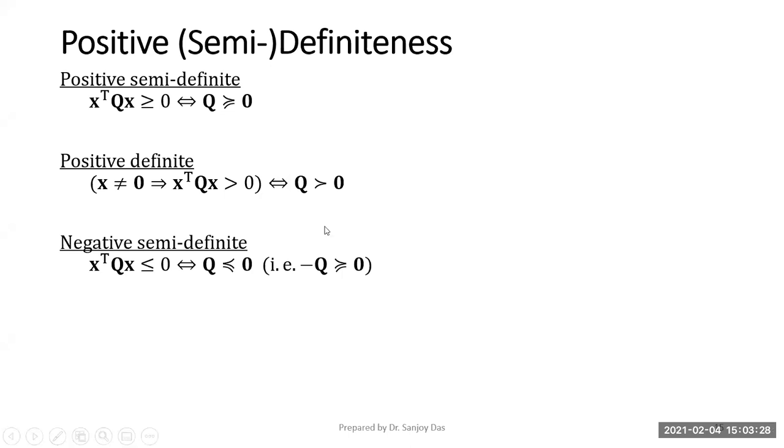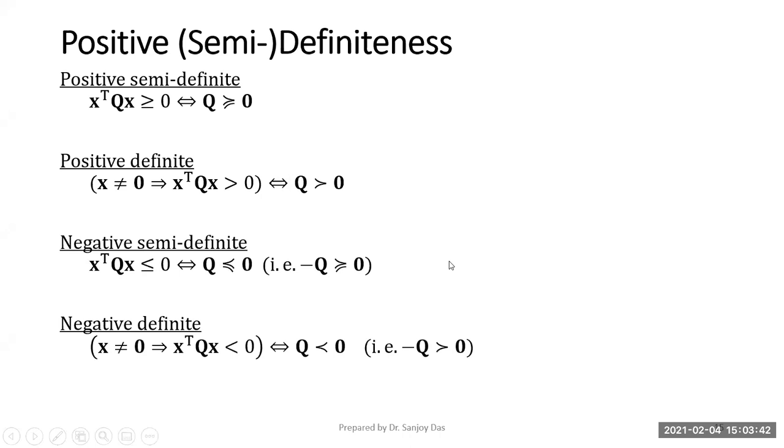And likewise, negative semi-definite: x transpose Qx being always less than or equal to 0 implies Q is negative semi-definite, which also means that negative Q is positive semi-definite. And negative definite is similar to the definition of positive definite. So for any non-zero x, if x transpose Qx is always strictly less than 0, then Q is negative definite, which is also the same thing as negative Q being positive definite. Okay?